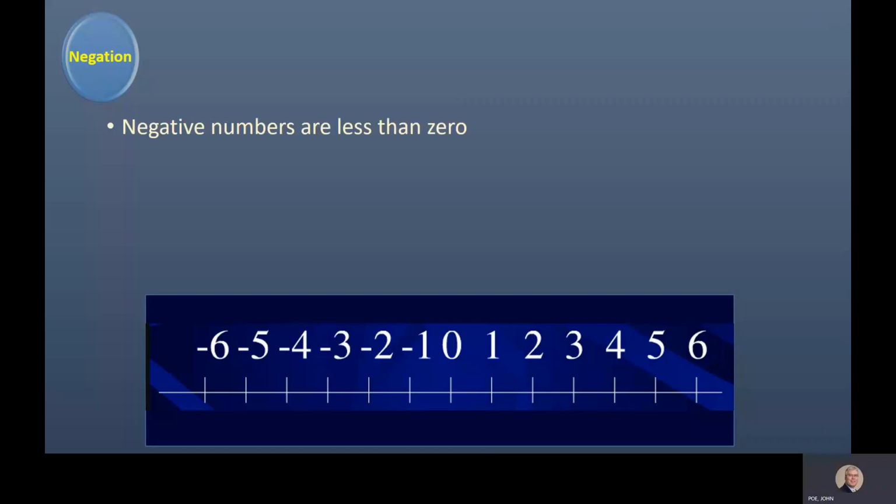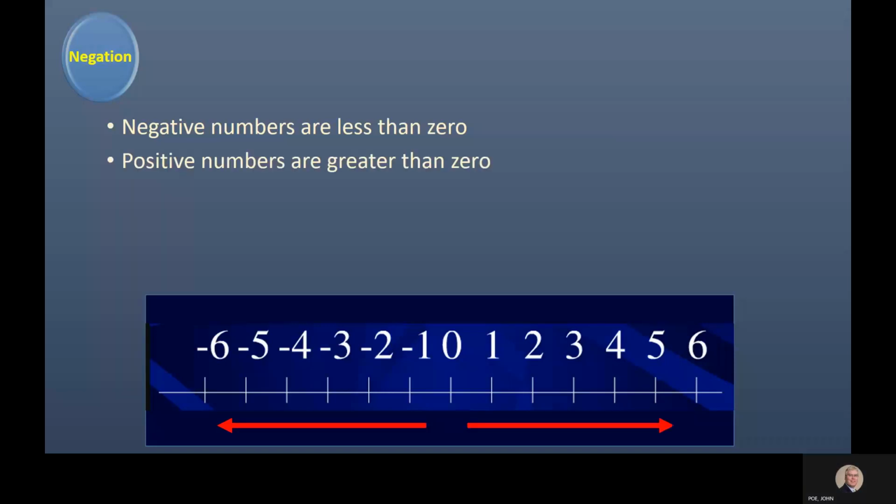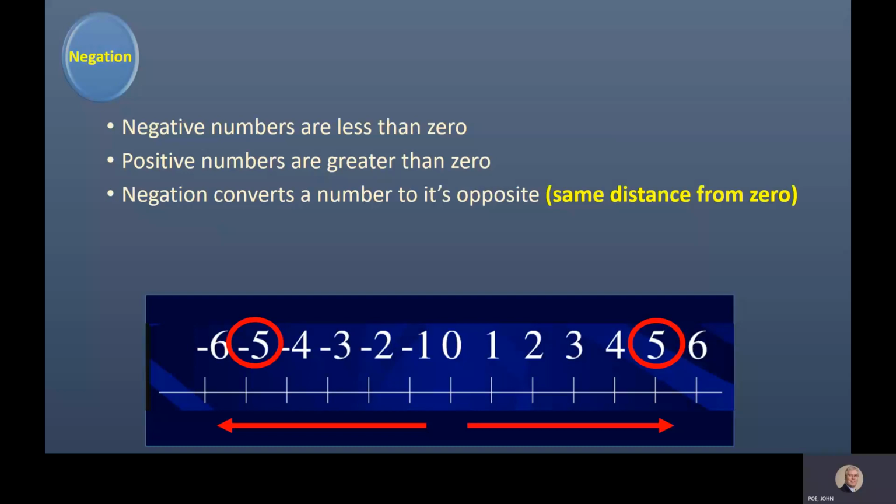The negation we talked about earlier: negative numbers are less than 0. Positive numbers are greater than 0. Negation converts a number to its opposite. So it would convert a 5 to a negative 5, or oppositely, if it was a negative number, it would convert it to a positive one.